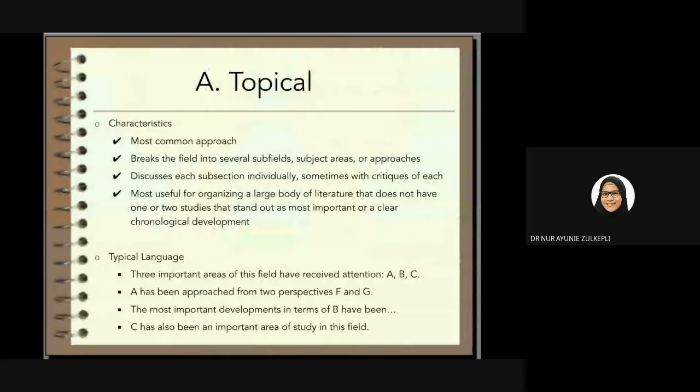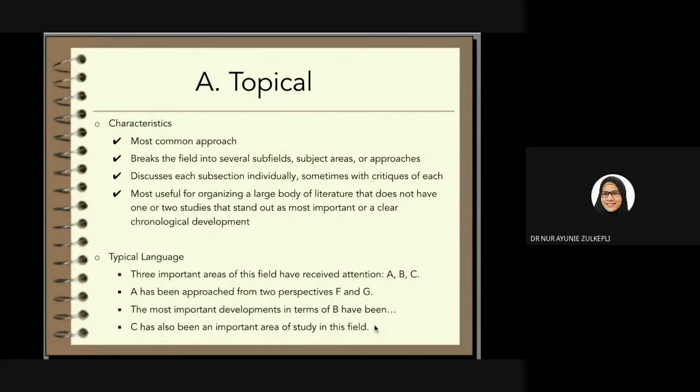For example, the topical is most useful for organizing a large body of literature that does not have one or two studies that stand out as most important or a clear chronological development. Basically, for general argument. Okay, for example, 3 important areas of this field have received attention, which are A, B, and C. And A has been approached from 2 perspectives, F and G. The most important development in terms of B has been what? And C has also been an important area of study in this field.